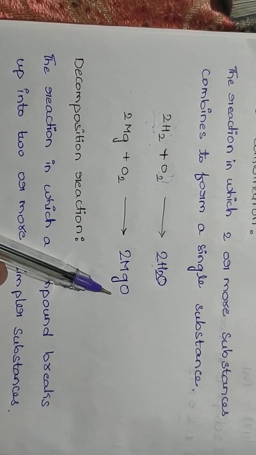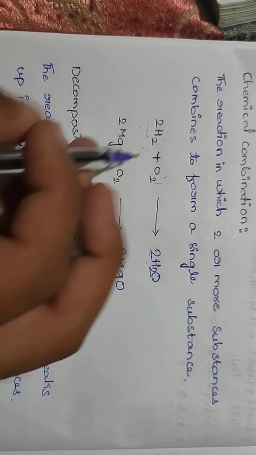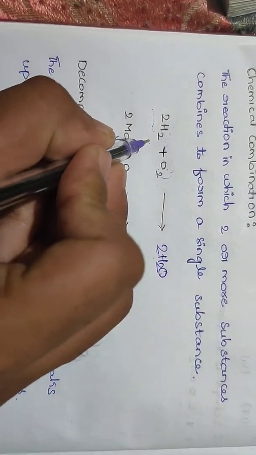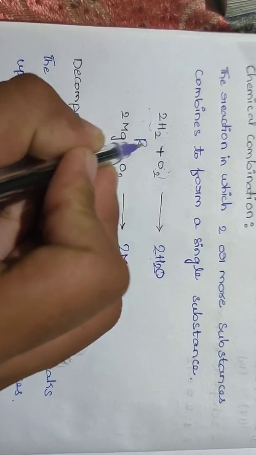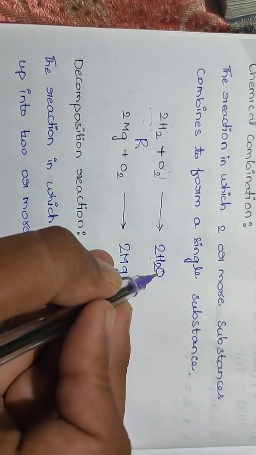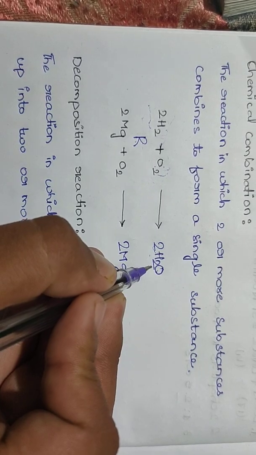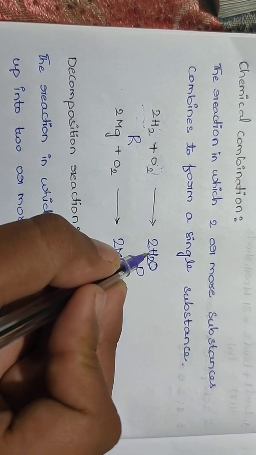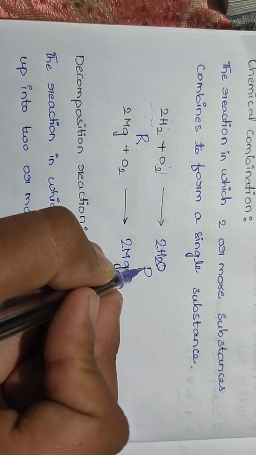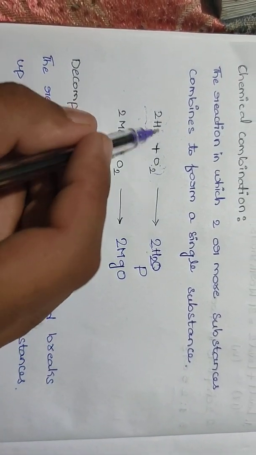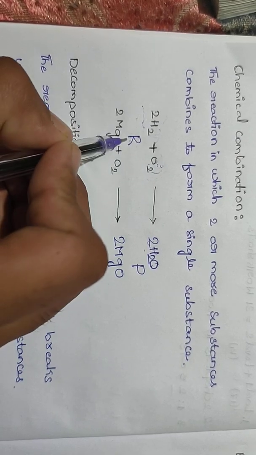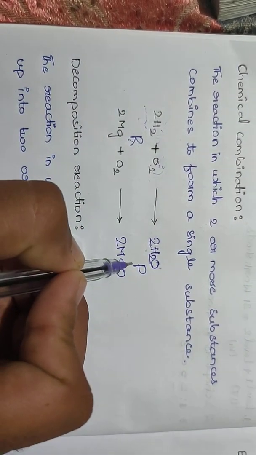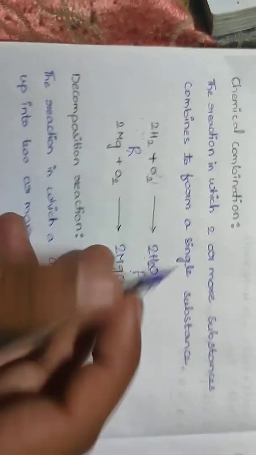One more basic thing is, the things which are reacting with each other are known as reactants, and the final result which we are getting is known as the product. The substances which are reacting together are reactants, and the final result is the product. I hope it is clear.